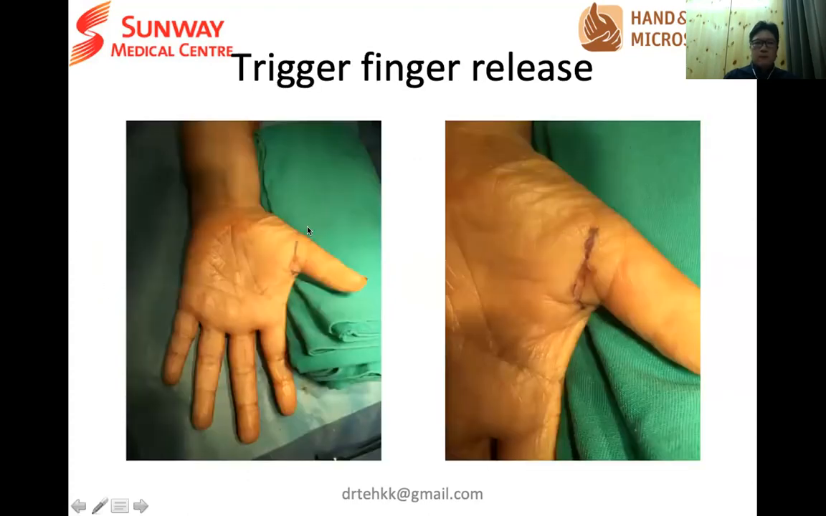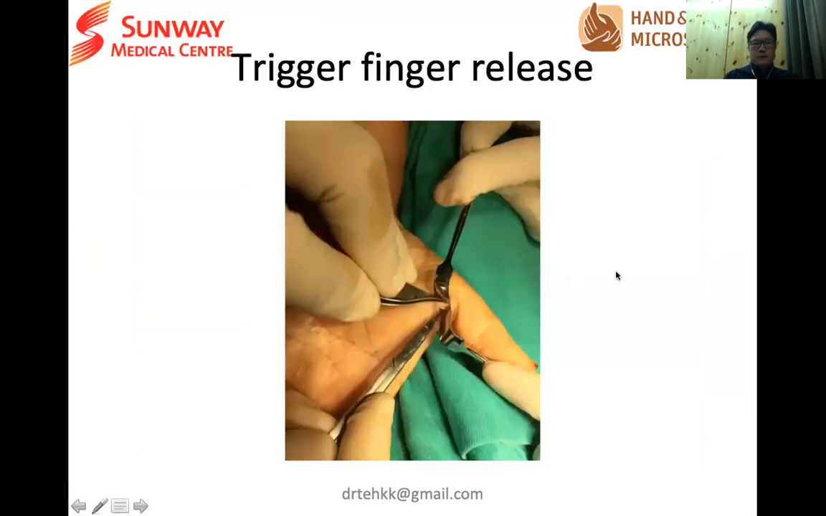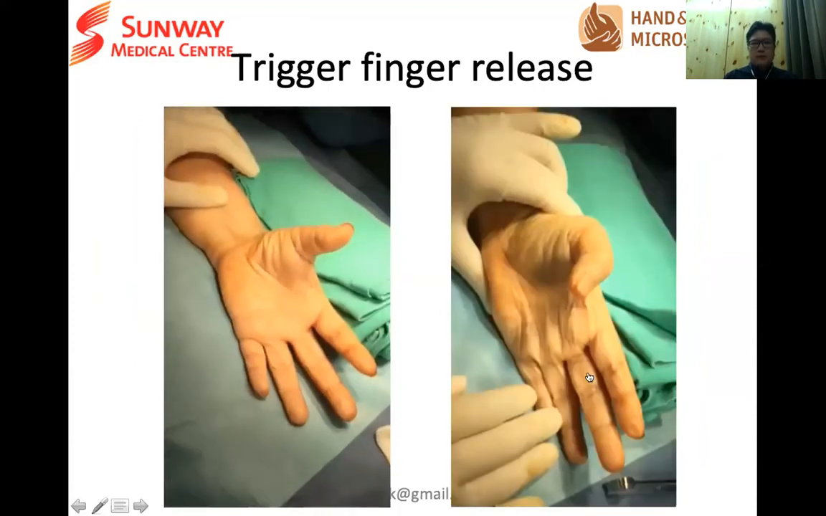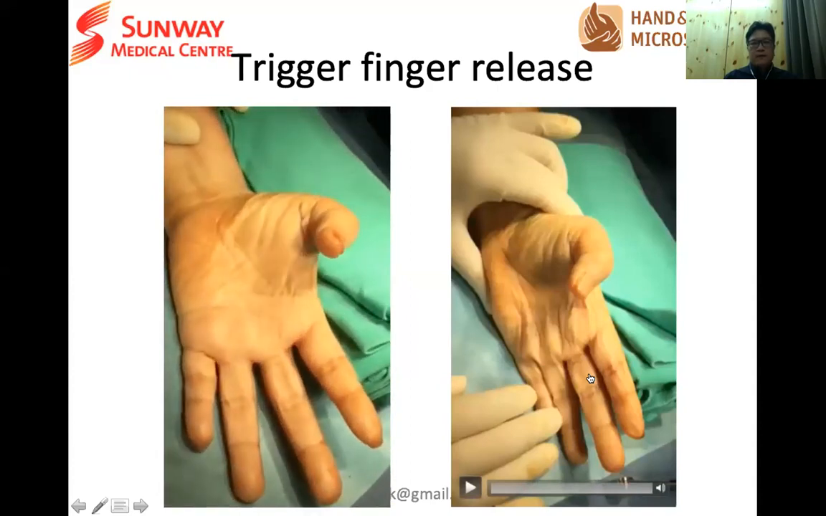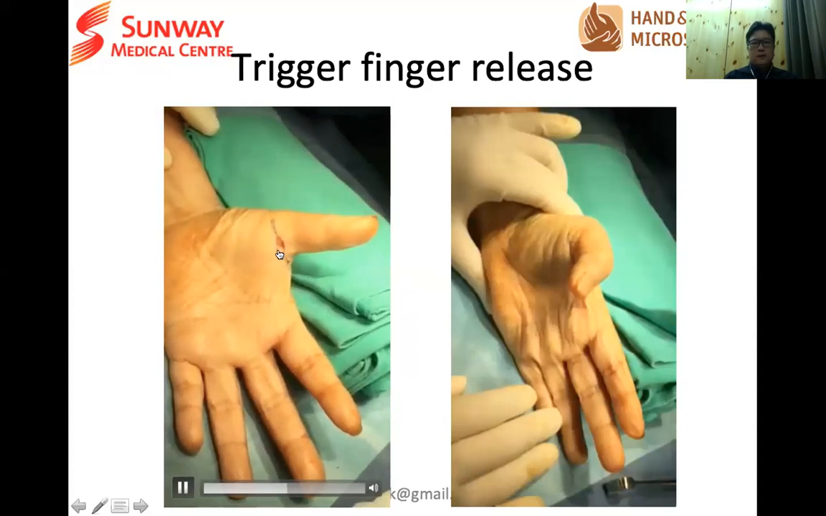So this is trigger finger release. This is on the thumb, actually not a finger, but more of a thumb. So you make a small cut like this, find the pulley, release the pulley with a blade, and that's the tendon without the pulley. And if you see this, it takes what, 10 minutes to do. And if you can see this, there's a small scar there.